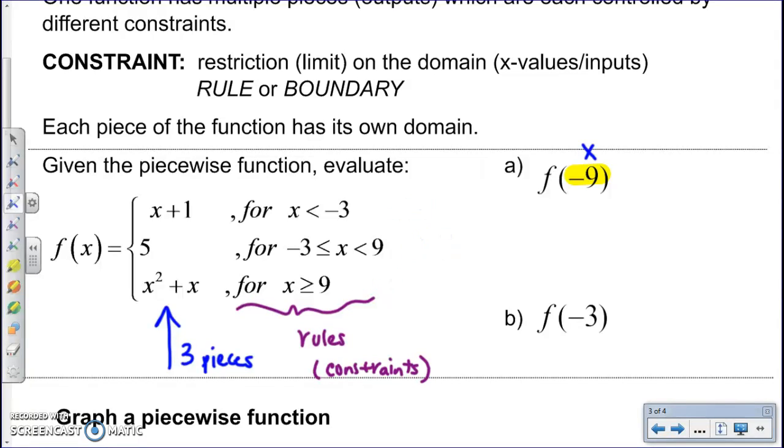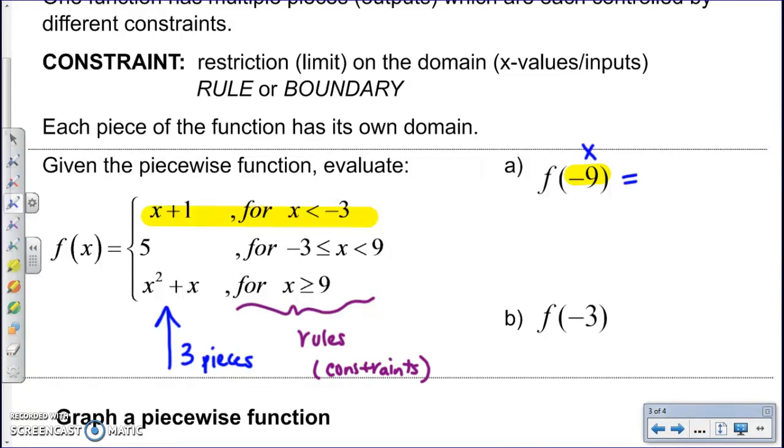For the first example, A, it says x is -9. So where would this -9 fit? Is -9 going to fit here where x is less than -3? Will -9 fit here where x is between -3 and 9? Or will -9 fit here where x is greater than 9? -9 will fall into this first category where x is less than -3. So we're going to use that first piece to evaluate f of -9.